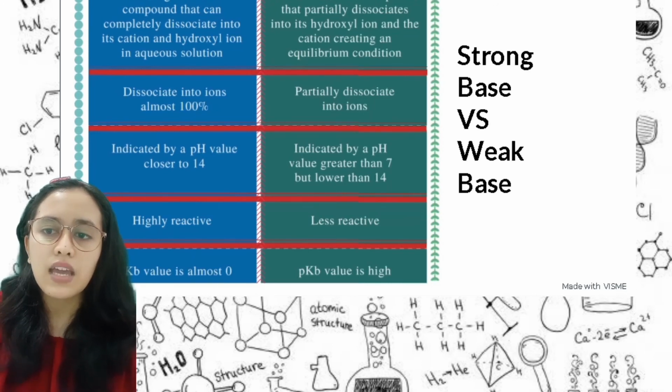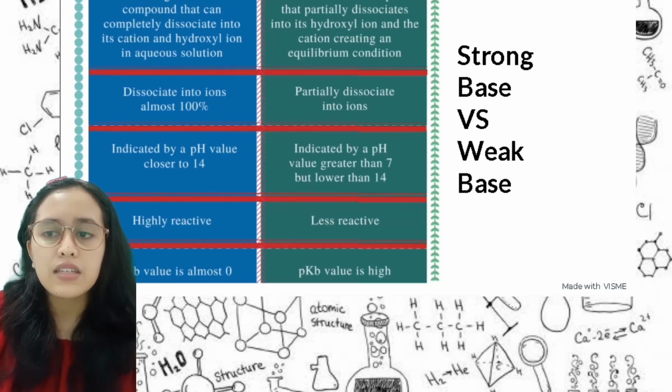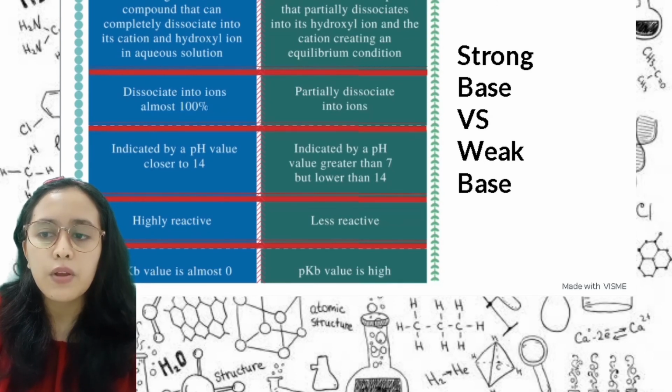A strong base is indicated by a pH value closer to 14, and a weak base is indicated by a pH value greater than 7 but lower than 14. The strong base is highly reactive and the weak base is less reactive. The pKb value of a strong base is almost 0. Then for a weak base, the pKb value is high.